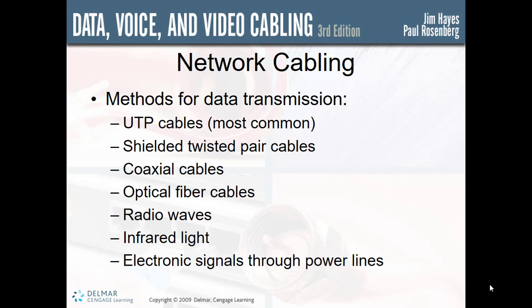We call these home runs. In actual practice, each computer has only one cable connected to it, with all these cables feeding from the one central location, where the file server or the hub or switch would be located. So which network topology you use is determined by the type of network you plan to install.